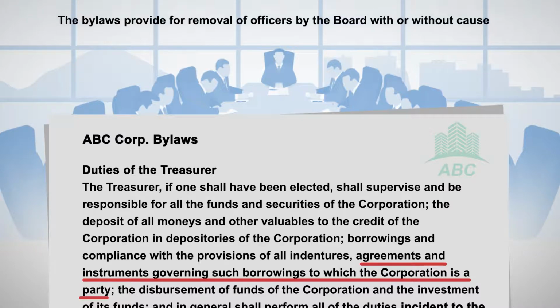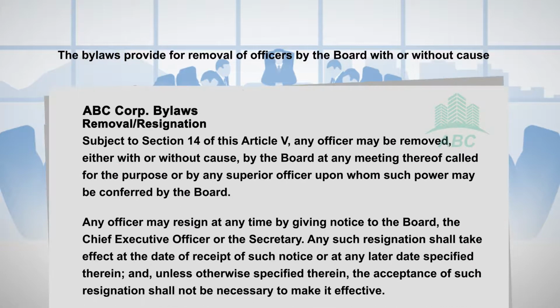Finally, the bylaws provide for removal of officers by the board, with or without cause. They also specify that an officer may resign at any time by giving notice to the board as a whole, the CEO, or the secretary. The resignation is effective immediately unless otherwise specified.